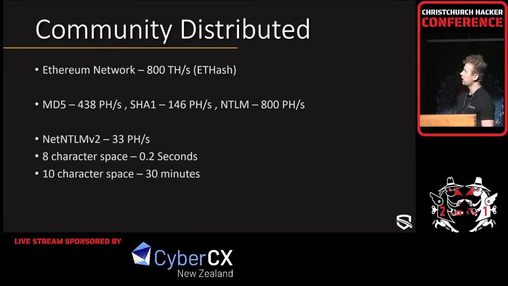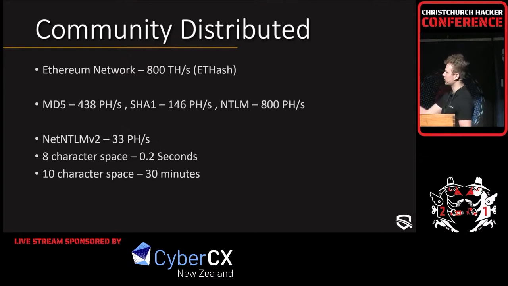Community distributed. This is pretty theoretical at the moment. Ethereum is switching from proof of work to proof of stake, which means a huge amount of computation power is going to become available. I mean, it's been in 6 months for the last 3 years, but hopefully in 6 months all this computation should become available. You're looking at petahashes per second instead of gigahashes like we were talking about before.